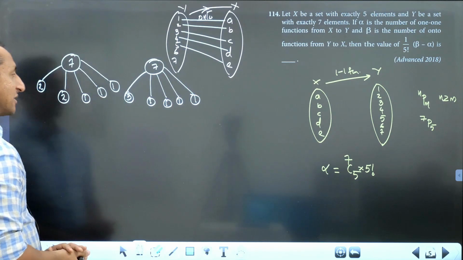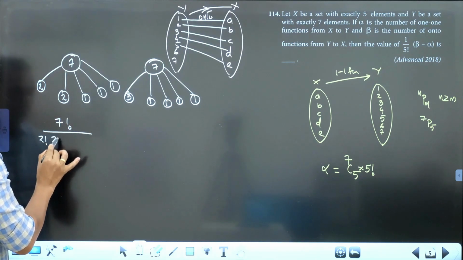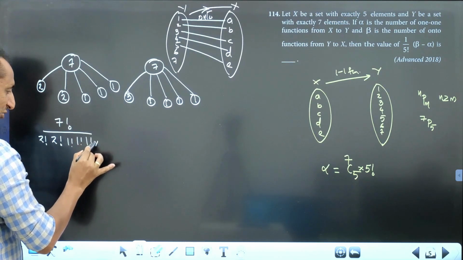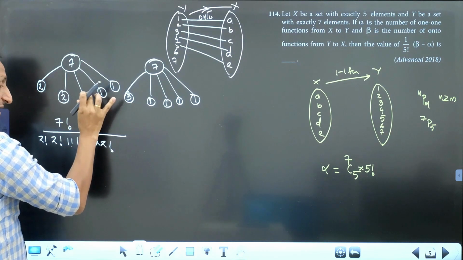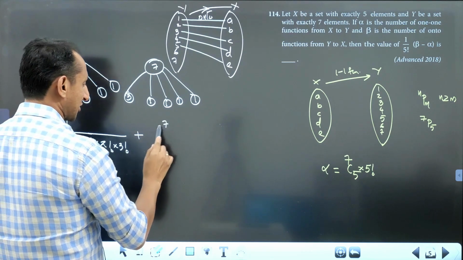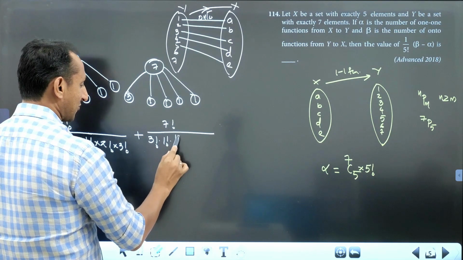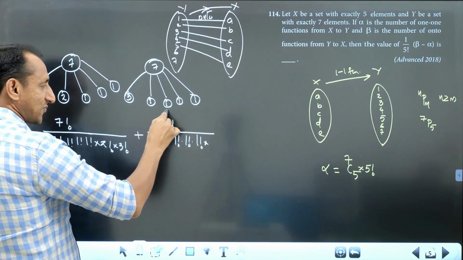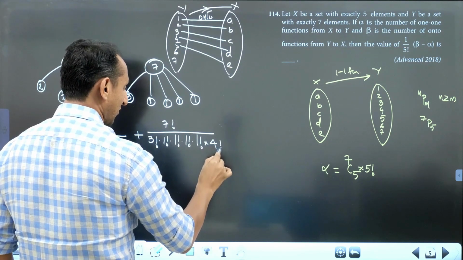How many ways can this be divided? 7 factorial by 2 factorial into 2 factorial, and the rest are 1 factorial each, into 2 factorial because these two groups are identical, into 3 factorial because these three ones are identical, plus 7 factorial by 3 factorial into 1 factorial four times, into 4 factorial because these 4 groups contain the same number of elements.